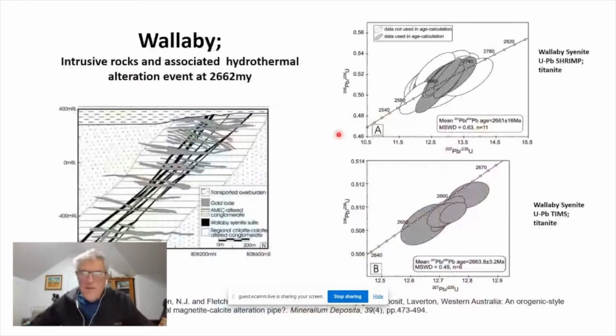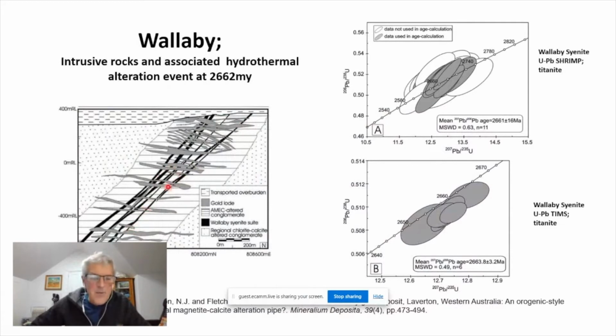These are some figures I lifted out of a paper by Brock Sillitoe. So Brock did his PhD at Wallaby about the year 2000, and this was a geochronology project. So this is Brock's cross-section of Wallaby. The black lines in here are the syenite suite. So these are the intrusions.